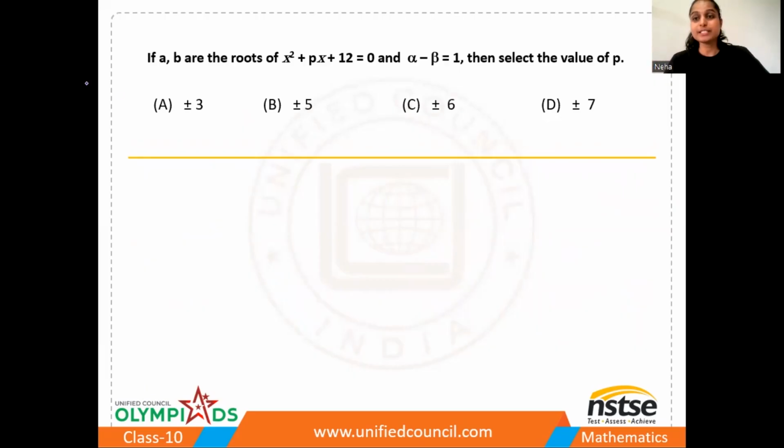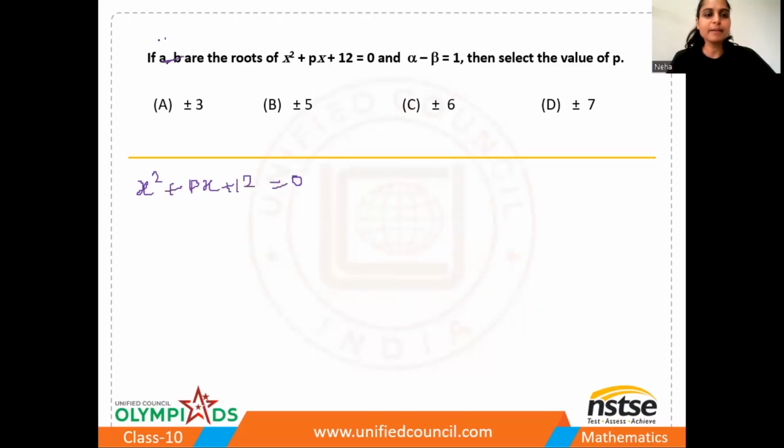So here students, this is the second question. The second question is saying that alpha and beta are the roots of x square plus px plus 12 is equal to 0 and alpha minus beta is equal to 1. Then select the value of p. Alright, so one quadratic equation is given, x square plus px plus 12 is equal to 0, right?